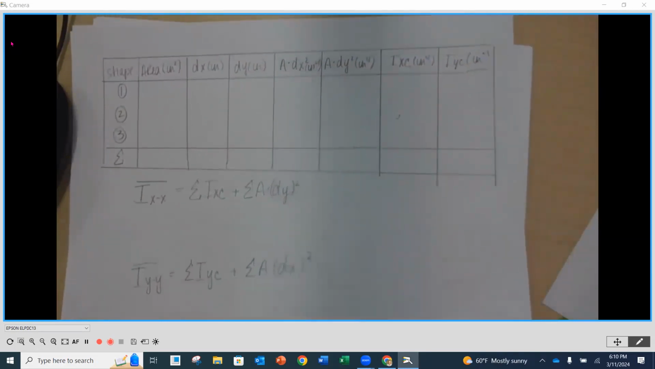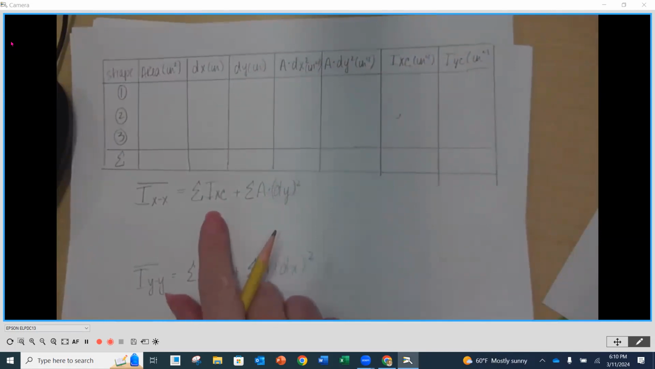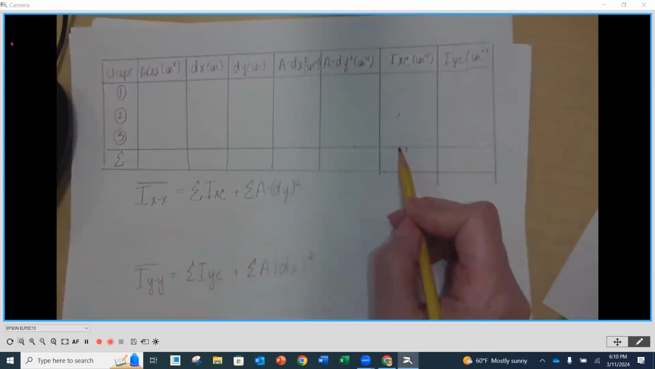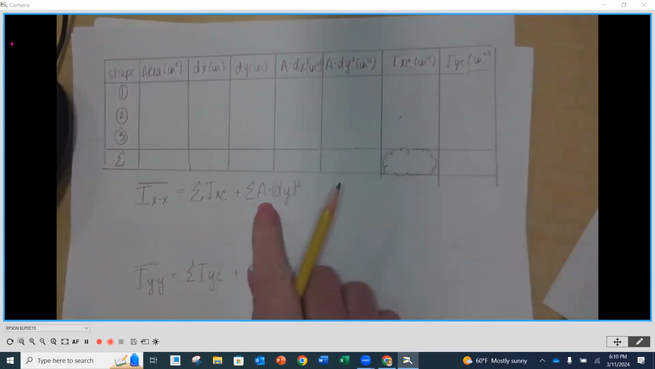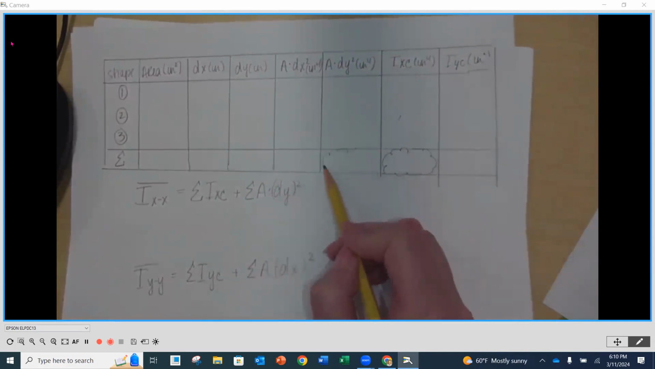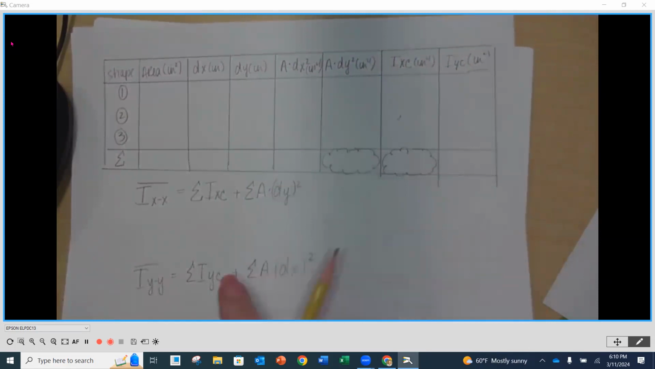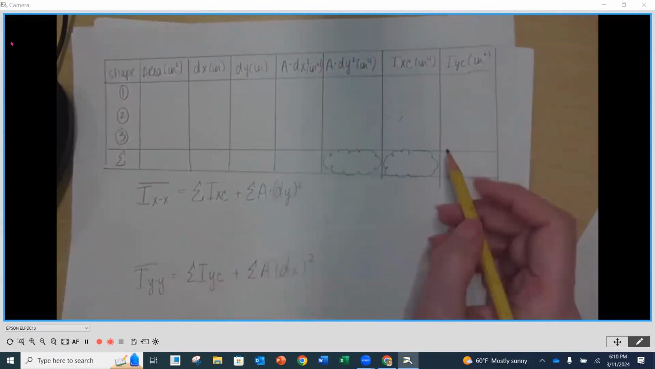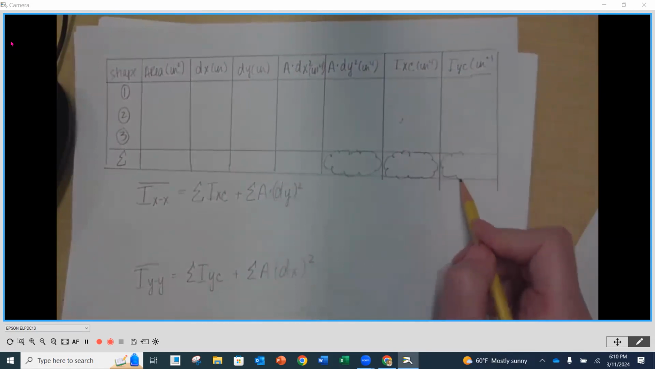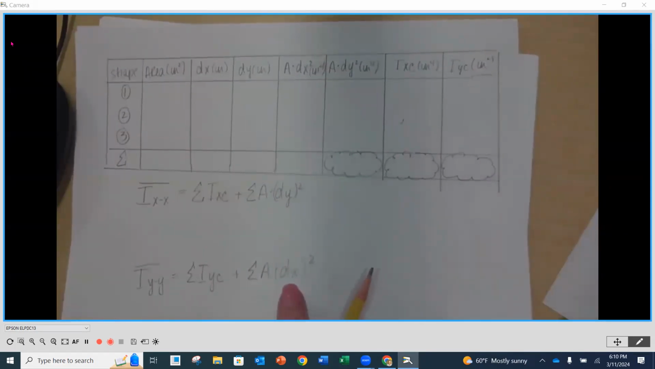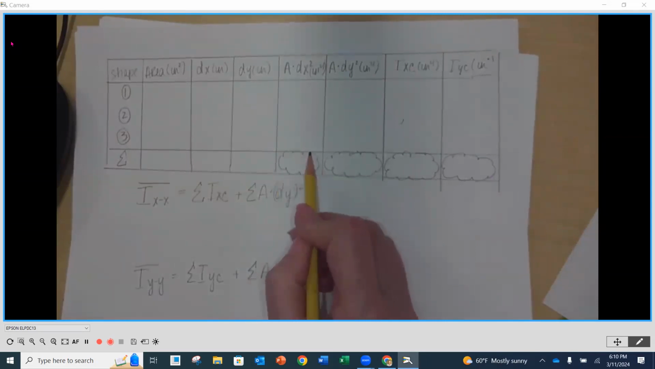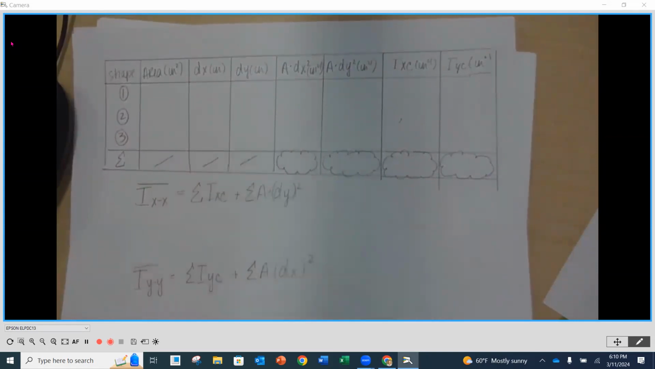Now we're going to sum a couple of the columns, not all of them. We're going to sum the IXC, which is this one right here, and the A times the DY squared, this one right here. Then we're going to sum the IYC, and the A times the DX squared, which is right here. We don't need to sum these three. We're just using those to get our calculations, and those were values that we had gathered.